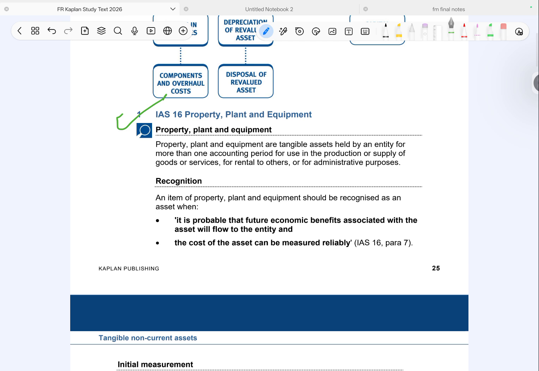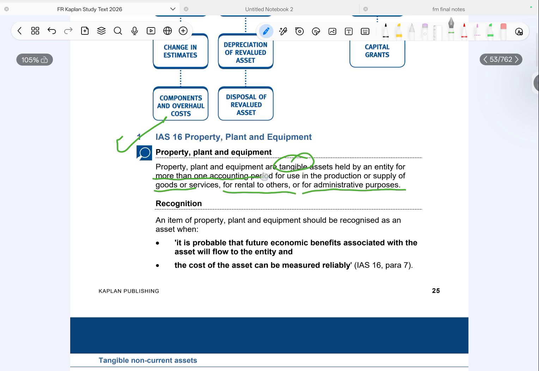So property, plant and equipment, or PPE, are tangible assets that are held by an entity for more than one accounting period for use in the production or supply of goods or services, or for rental to others, or for administrative purposes. We all know what tangible assets means, assets which can be touched. So they mostly need to be non-current assets, and they can be used for production or supply of goods or services, or rental to others, or for administrative purposes.